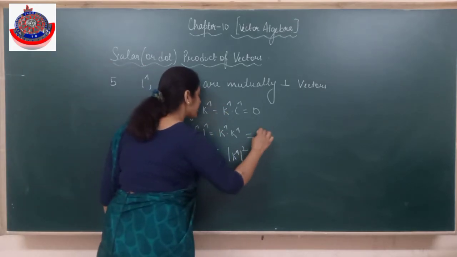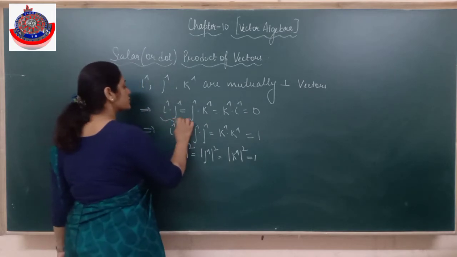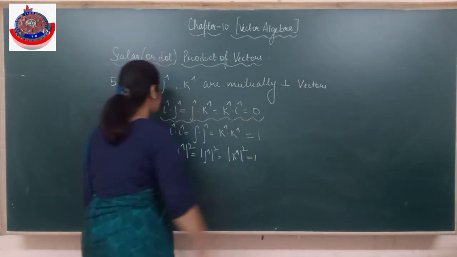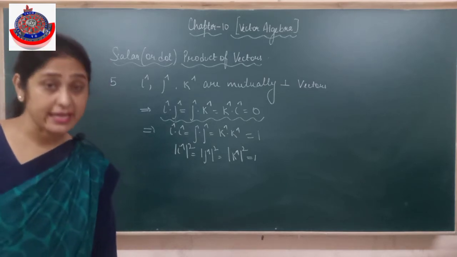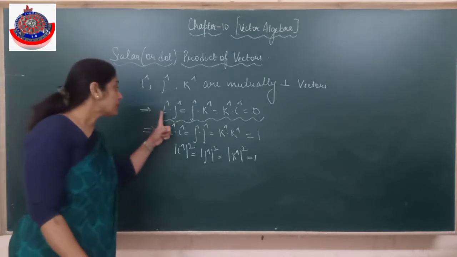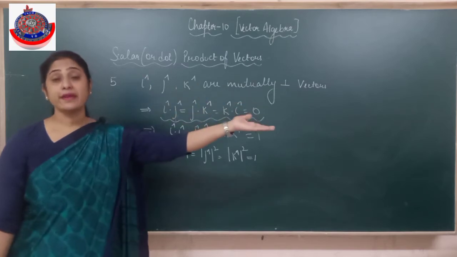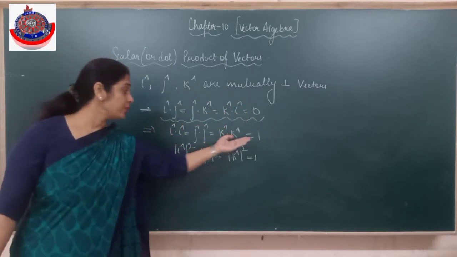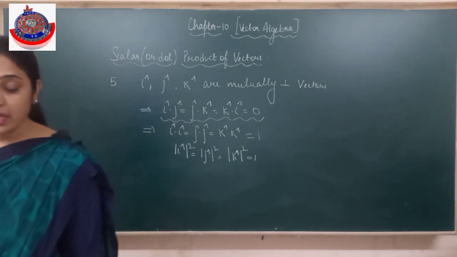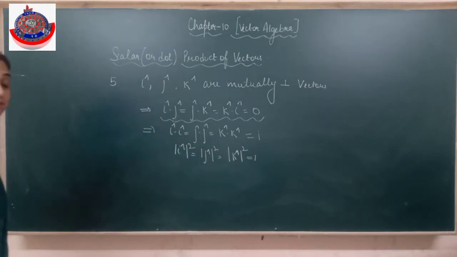That means two very important results. i cap dot j cap, or j cap dot k cap, or k cap dot i cap is equal to 0. मतलब अगर mutually perpendicular के साथ dot product लेंगे तो 0, खुद के साथ dot product लेंगे तो it's going to be 1. Is this clear to everyone?